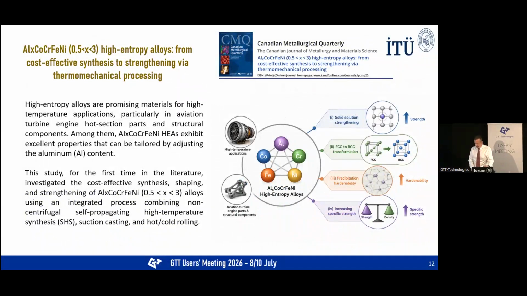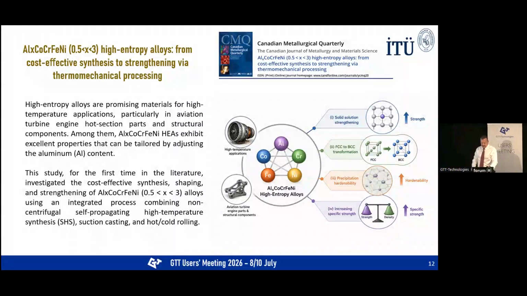This is our second case study, the aluminum-X, cobalt, chromium, iron, nickel high entropy alloys, from cost-effective synthesis to strengthening via thermomechanical processing. Why did we study this? Because this alloy system is one of the most widely studied high entropy alloy families, so the properties can be tailored by just changing the content of aluminum in the system.